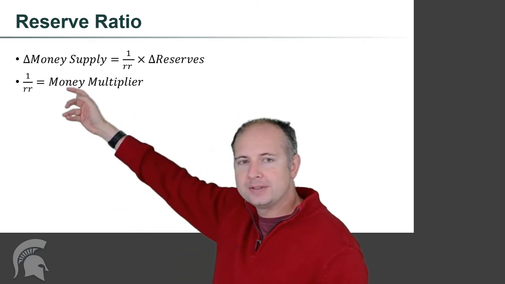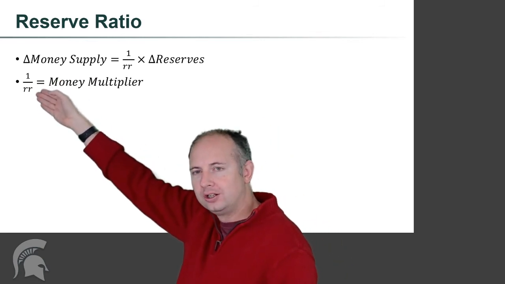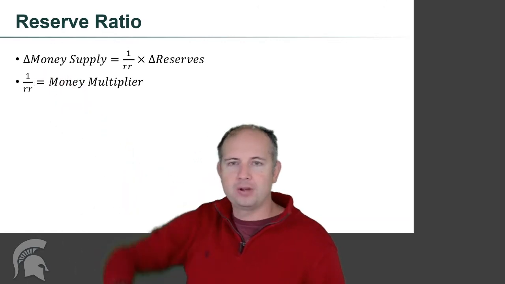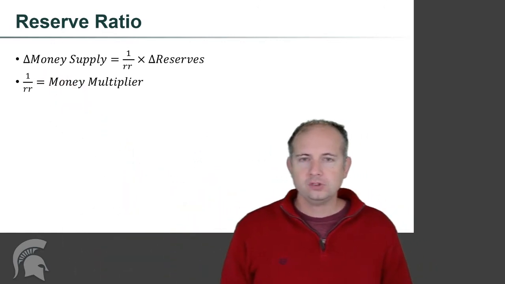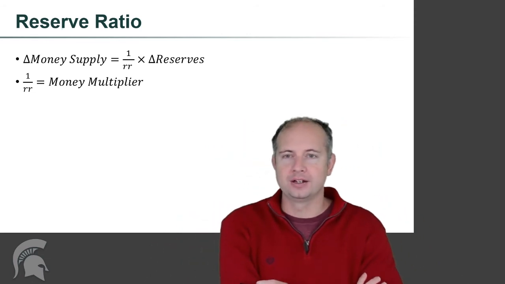And the relationship is that way because when we make the reserve ratio larger, that makes this fraction smaller, so the money multiplier is smaller, which means we're not able to create as much money from increased reserves.